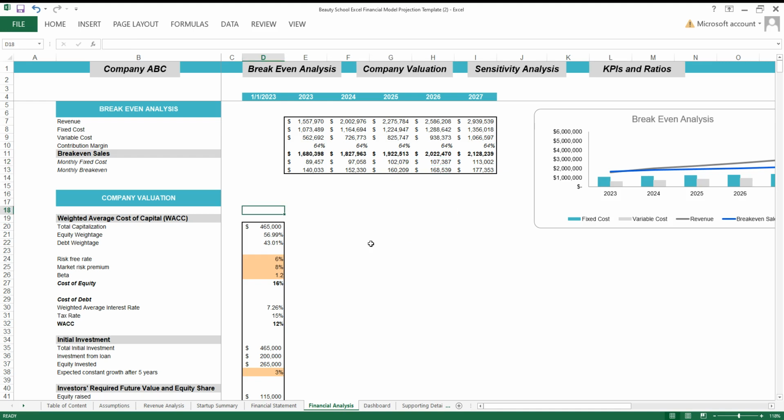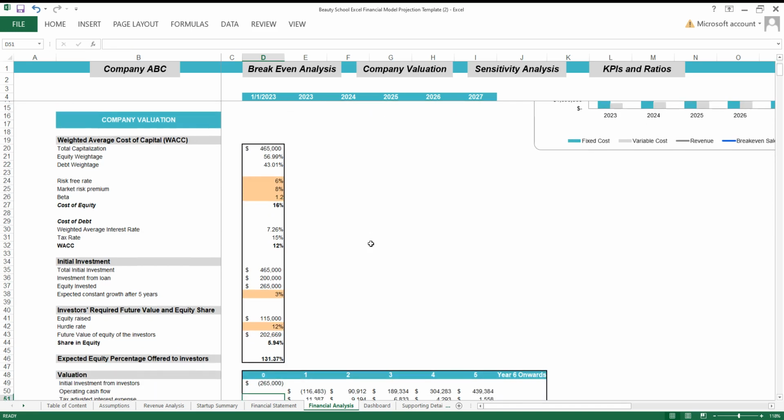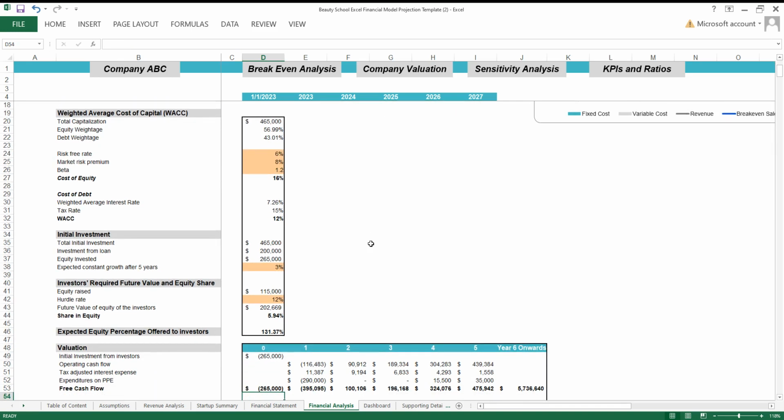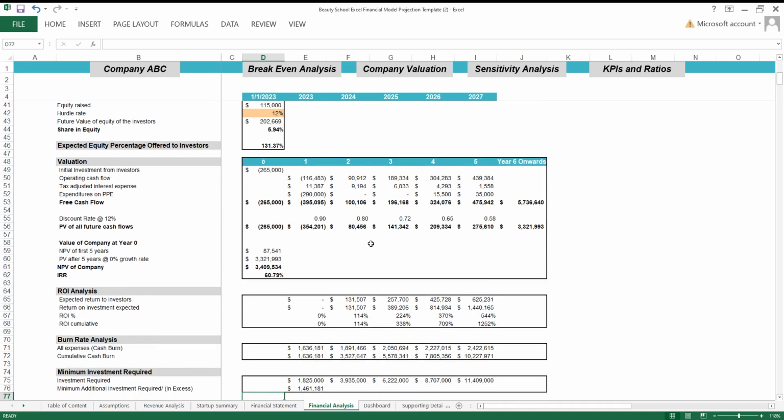Then we have another important component, which is the company valuation, the most necessary step for any investor to evaluate your company. We have found the WACC and then come to NPV and the IRR.